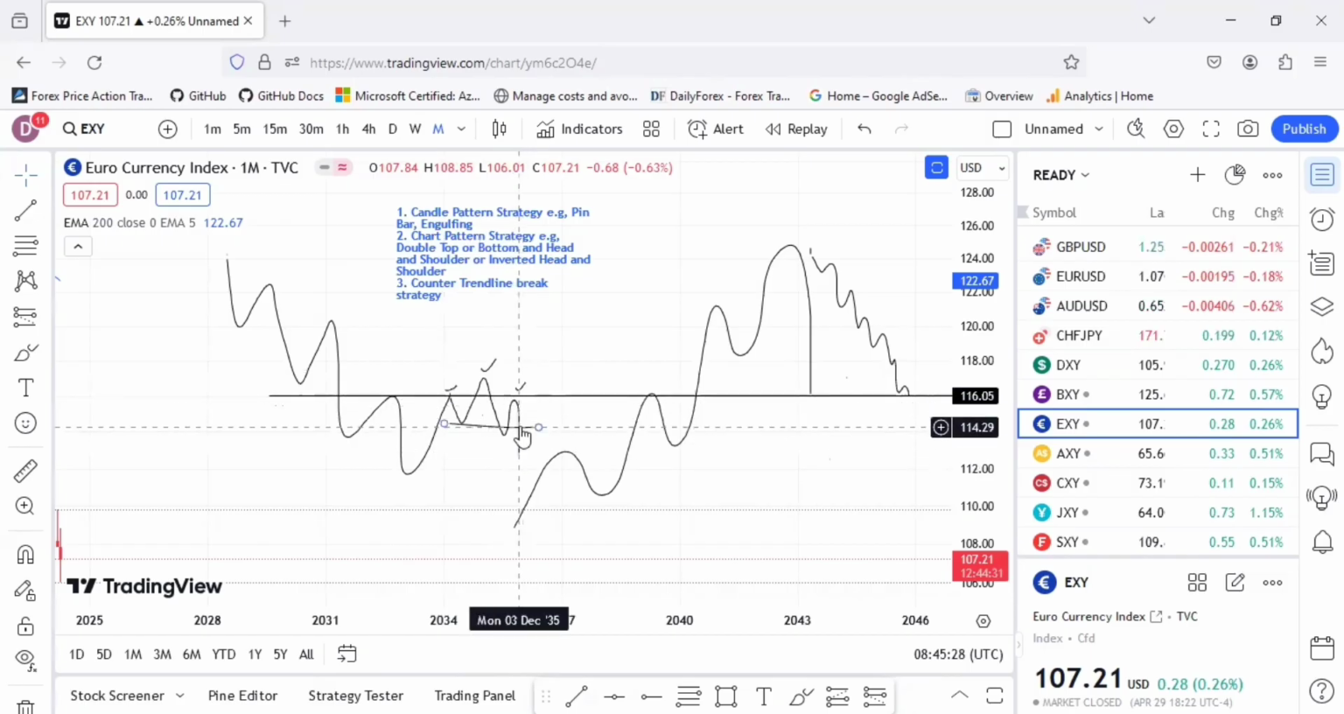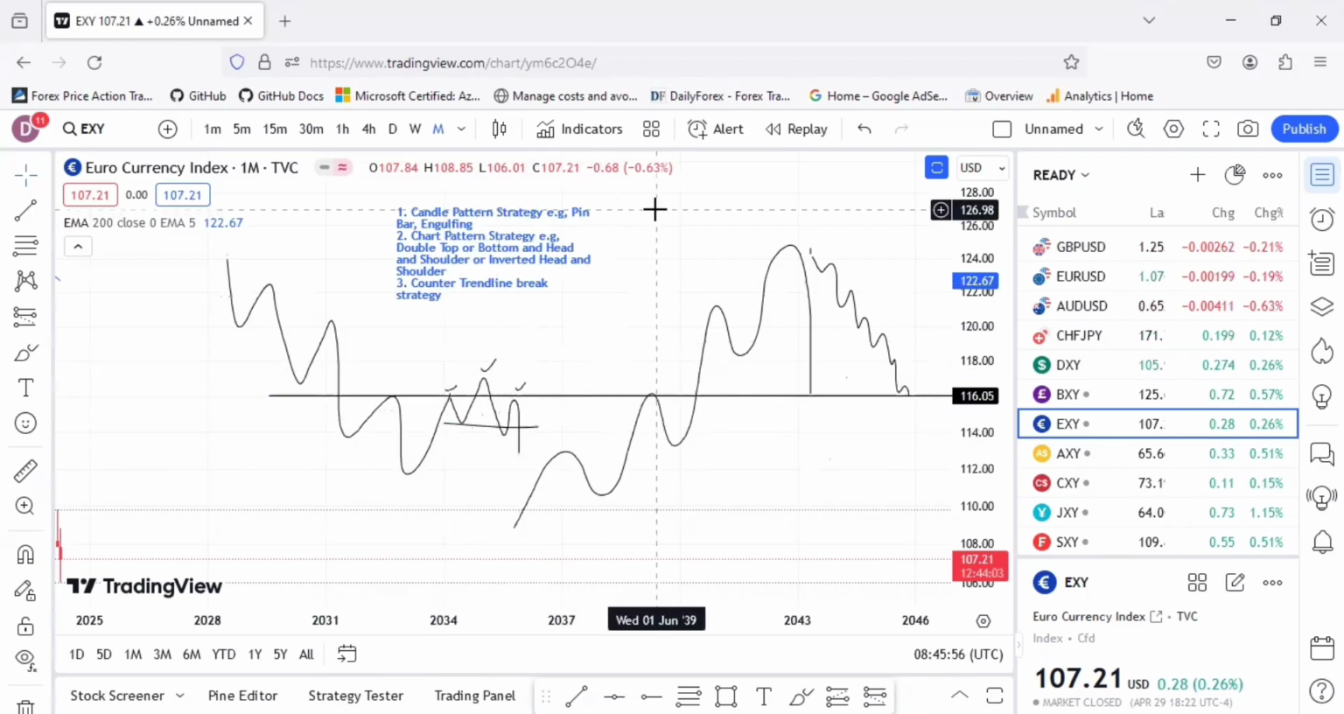The moment, because it might not. If it doesn't break this neckline, that means the pattern has not completely formed. You must wait for the pattern to completely form before you can say you want to sell or buy. So not until there is a neckline break here, this pattern has not completely formed. If this price gets to this neckline and it pulls back from here, it might end up breaking this place and continue to go up.